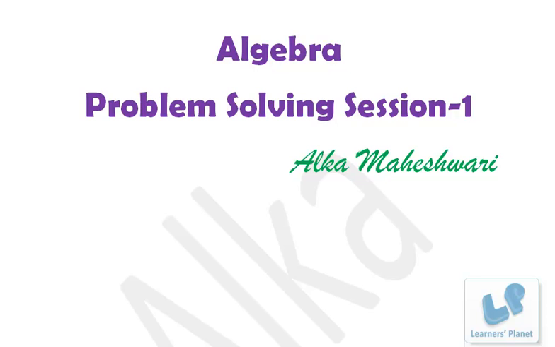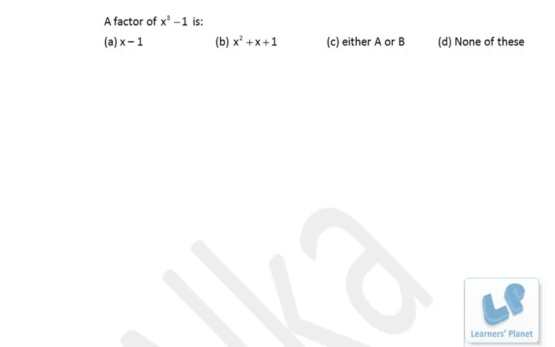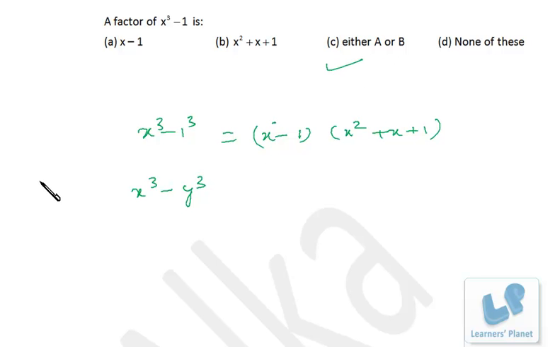So let's begin. Now a simple problem, a factor of x cube minus 1. Now this is what? a cube minus b cube format, right? So it's x cube minus 1 cube, so it's x minus 1 times x square plus x plus 1, right? You should be able to recap this expansion, right? Here y is 1. So x cube minus 1 will be having factors as x minus 1 and x square plus x plus 1, both of them. So either A or B, right?